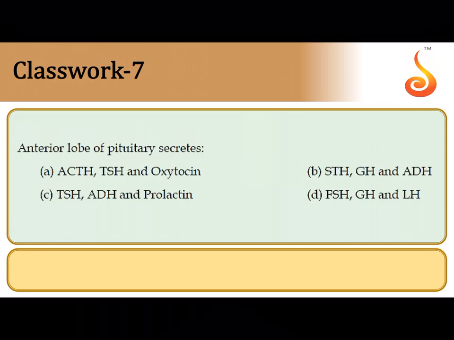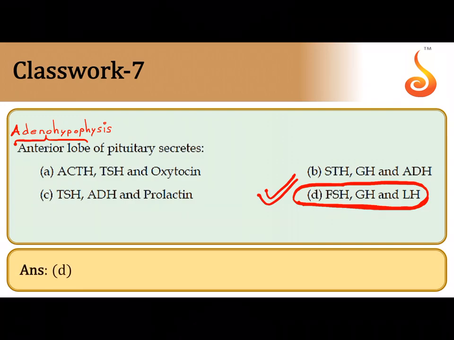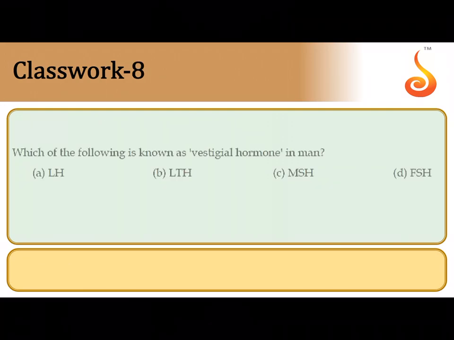Anterior lobe of pituitary, we already discussed, is nothing but, what is the technical term for the anterior lobe of pituitary? It is called the adenohypophysis. The anterior lobe or the adenohypophysis secretes three major hormones: the follicle stimulating hormone, which is a gonadotropin, the growth hormone, and LH, which is again a gonadotropin, that is luteinizing hormone. So the correct answer is the last option.